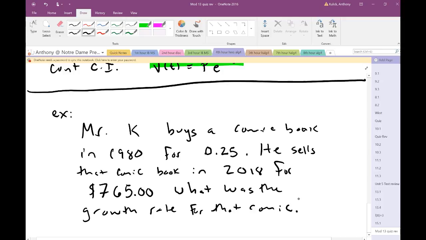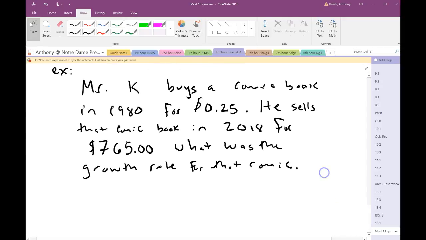All right. Mr. K buys a comic book in 1980 for 25 cents. He sells that comic book in 2018 for $765. What was the growth rate for that comic? So, which model would I be using here? Growth, decay, compound interest, discrete, or continuous? Growth, right? Because clearly this comic book is increasing in value. Everybody agree with that? Okay.